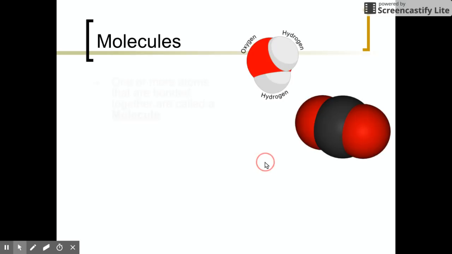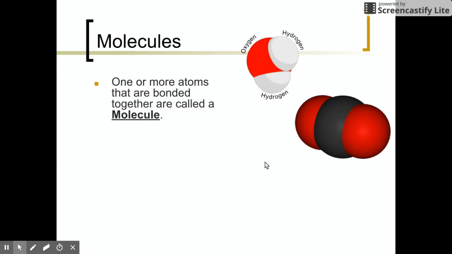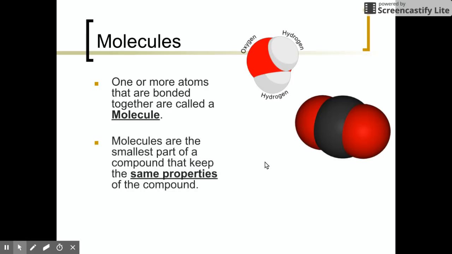All right, the last word that we're going to be talking about today is molecules. A molecule is one or more atoms that are bonded together. So a molecule is the smallest part of a compound that keeps the same properties of a compound. For example, here we have a water molecule, 2 hydrogens and an oxygen, H2O. These are chemically bonded together to form a molecule. This water molecule has all the same properties that you would find in a swimming pool full of water. It's the smallest part of the compound that has the same properties.